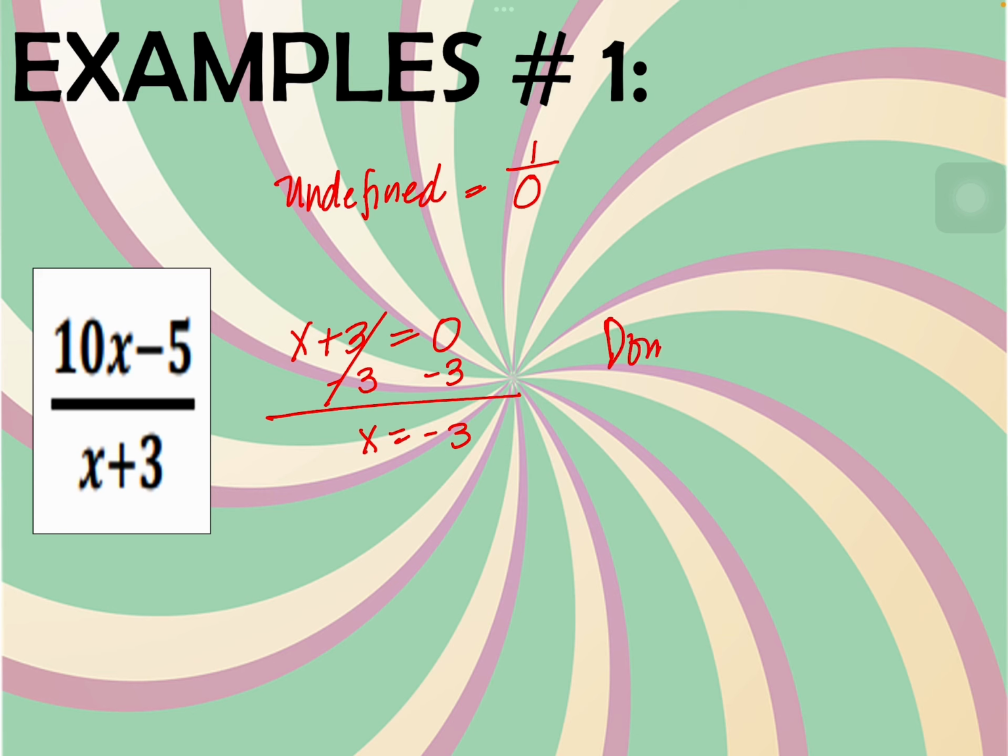Therefore, when we're going to write the domain of this expression, it's going to be all real numbers except negative 3. So, that's it. Ganun lang siya. You just have to find where the denominator natin actually becomes 0, and then you're going to write that as your exception for your domain. All real numbers except negative 3.